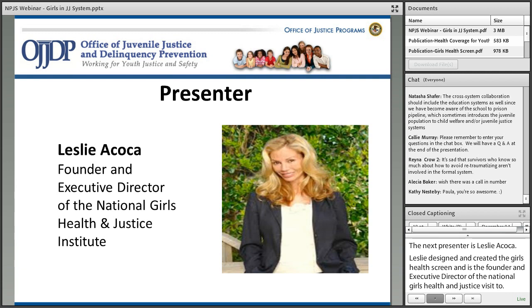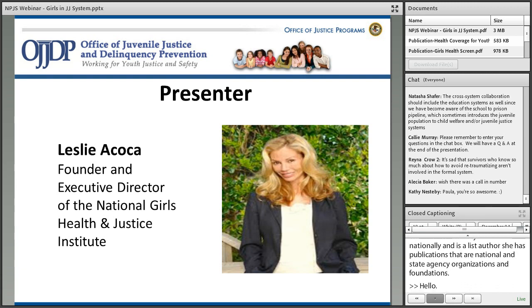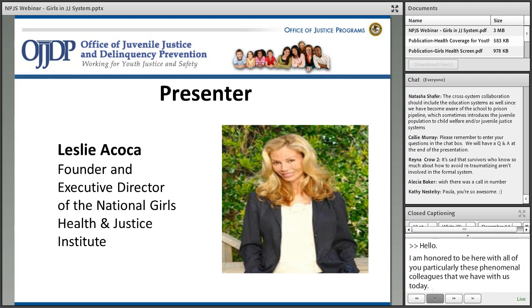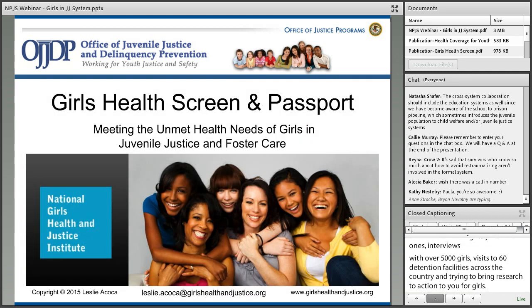I'm honored to be here with all of you, particularly these phenomenal colleagues that we have with us today. I was also really thrilled to see that so many of the participants are actually involved in implementation of services within systems. So this is really going to be geared towards taking six national studies that we've done, including very recent ones, interviews with over 5,000 girls, and visits to 60 detention facilities across the country, and trying to bring research to action for girls. Before we get into the nuts and bolts of this, because this is a very practical presentation, I want to say, and I will advance my own slides. Hopefully I'll remember to do it.